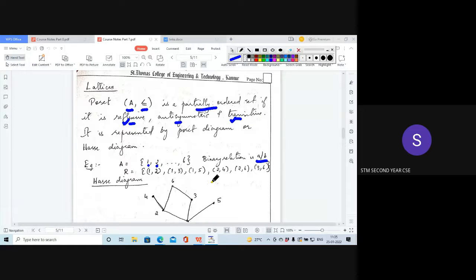So after eliminating all the reflexive and transitive edges, the remaining ordered pairs that we get are (1,2), (1,3), (1,5), (2,4), (2,6), and (3,6). These are the remaining ordered pairs for this particular set under the relation a divides b. That is, 1 divides 2, 1 divides 3, 1 divides 5, then 2 divides 4, 2 divides 6, then 3 divides 6. These are the ordered pairs which we obtained after eliminating those that satisfy the reflexive and transitive properties. So now let us see how this Hasse diagram is drawn.